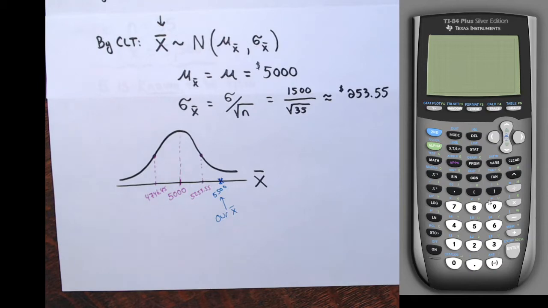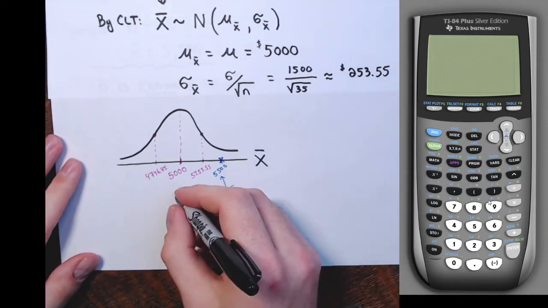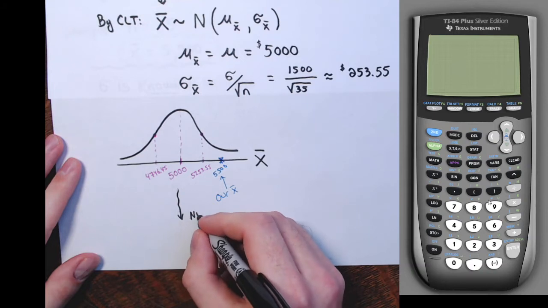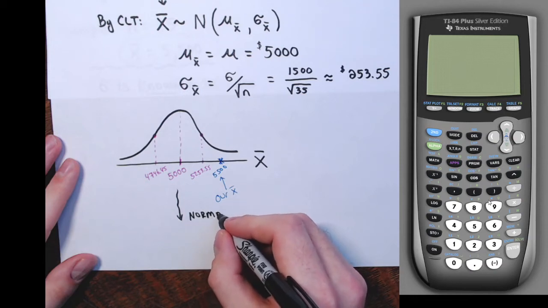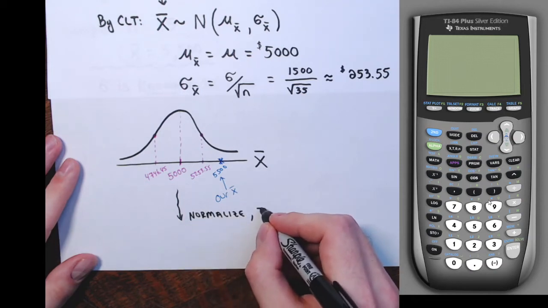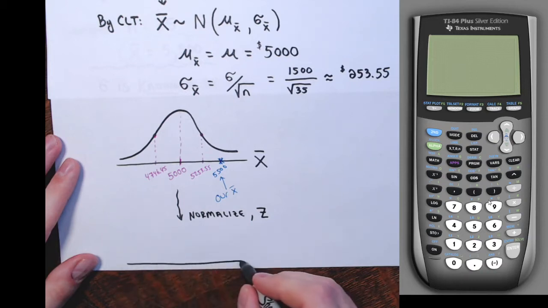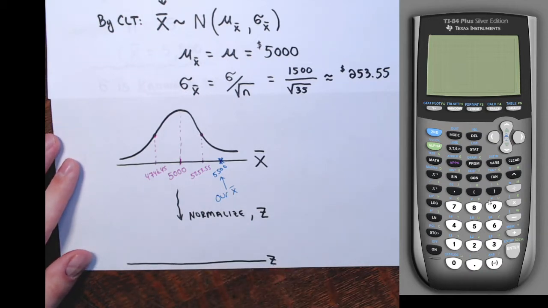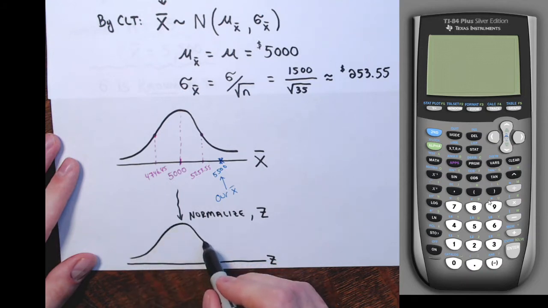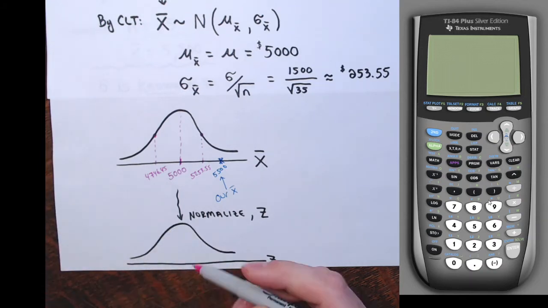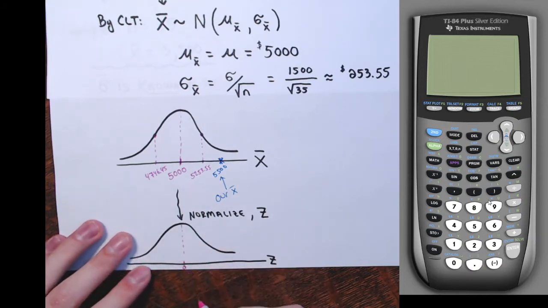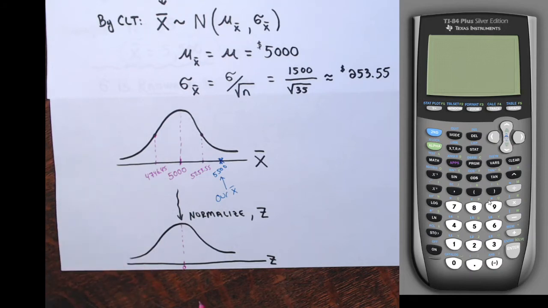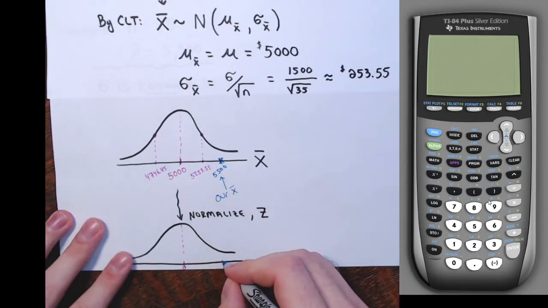So what we're going to do is normalize this distribution and change everything to z-scores. Change it to the standard normal. So now the number line is z-scores. Again, it's a symmetrical bell-shaped curve, but the standard deviation is 1 and the mean is 0. And I want to know how many standard deviations above the mean ours is.